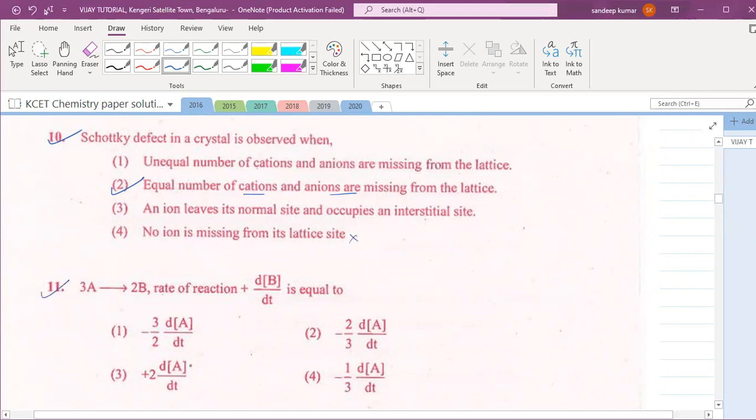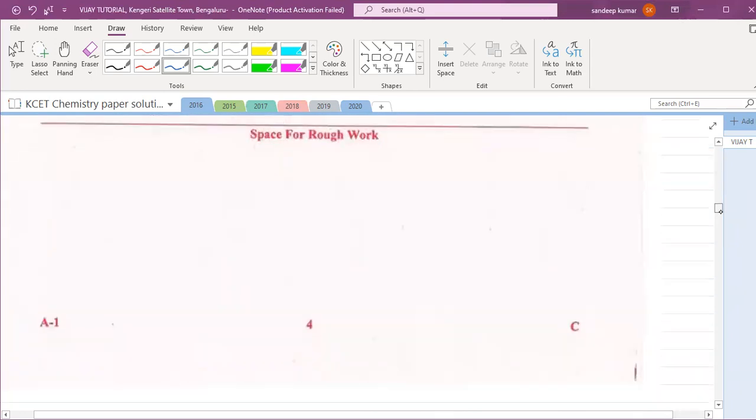Now this is also a question of chemical kinetics. 3A gives rise to 2B; the rate of reaction dB by dt is. As we know, for this reaction we can write minus 1 by 3 dA by dt is equal to plus 1 by 2 dB by dt. If you move 2 to the left hand side, it becomes minus 2 by 3 dA by dt is equal to dB by dt. So I think the second option is the correct option: dB by dt is minus 2 by 3 times dA by dt. This is an important question.